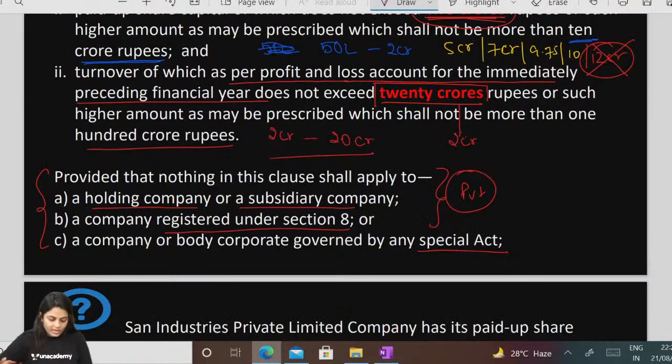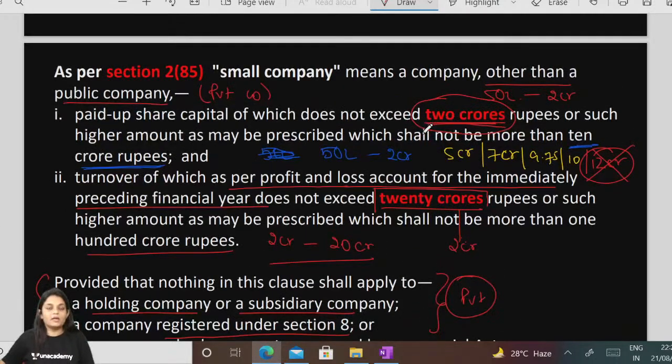So, a holding or a subsidiary company, a company registered under Section 8 or a company governed by a special act, even if they are a private company and they fulfill both the criteria, will still not be regarded as a small company. So, basically, they will not enjoy the privileges of a small company.